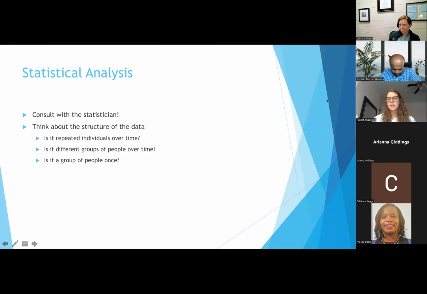And then the next part is your statistical analysis plan. And it's always helpful, no matter where you are in your training, to talk to a statistician because they're experts and most of us are not. And that's okay because we have different skill sets. But simple things are thinking about how your data is structured. Is it repeated individuals over time? Is it different groups of people over time? Is it one group of people at once? And presenting all of this to your statistician is super helpful. So being really clear before you get to them about your variables, your data sources, all that can be really helpful in them guiding you. And I love biostatisticians because they're really helpful and always think of things that you didn't. So they're a great person to consult.